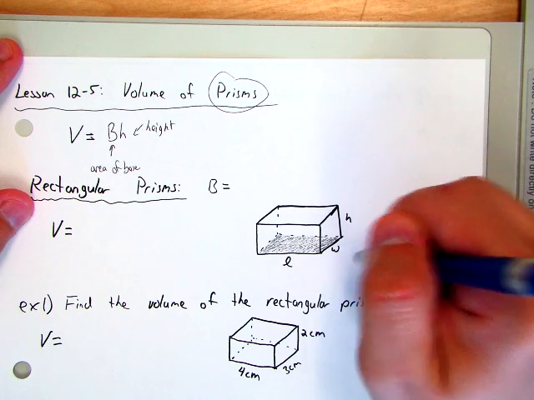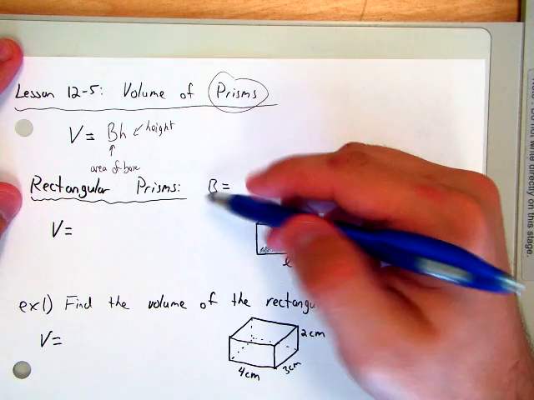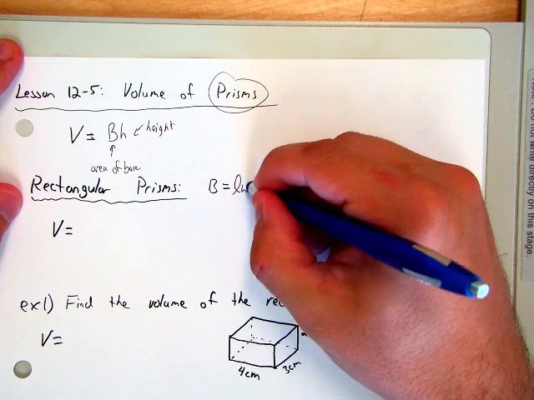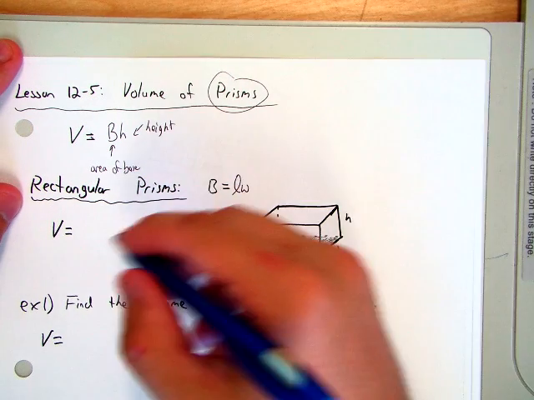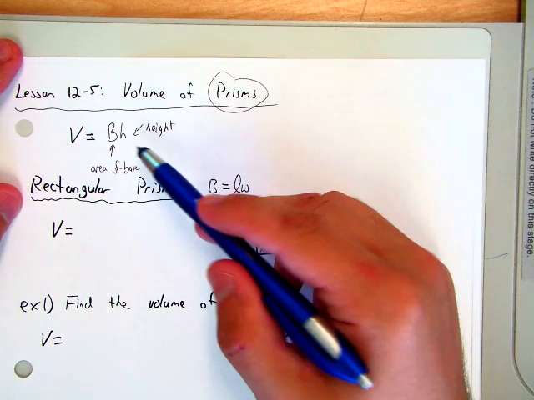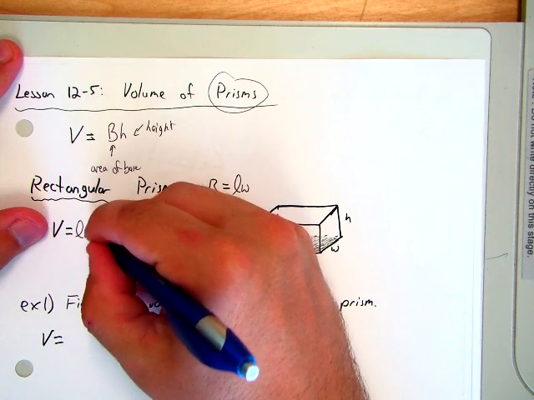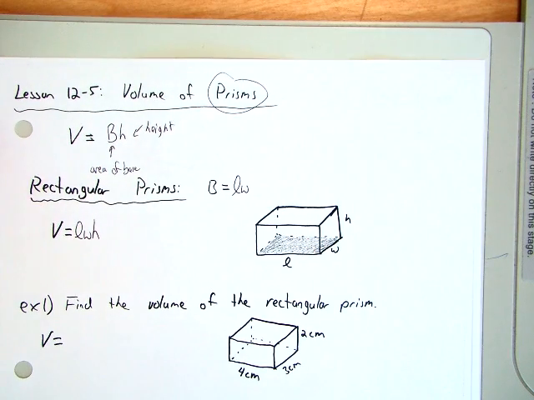When it comes to rectangular prisms, it's not necessarily very important to know which one is the base because they're all the same shape. But when we look at rectangles, the area of a rectangle is the length times the width, which means that if I substitute LW, or length times width, in for B, the volume of a rectangular prism will be length times width times height.